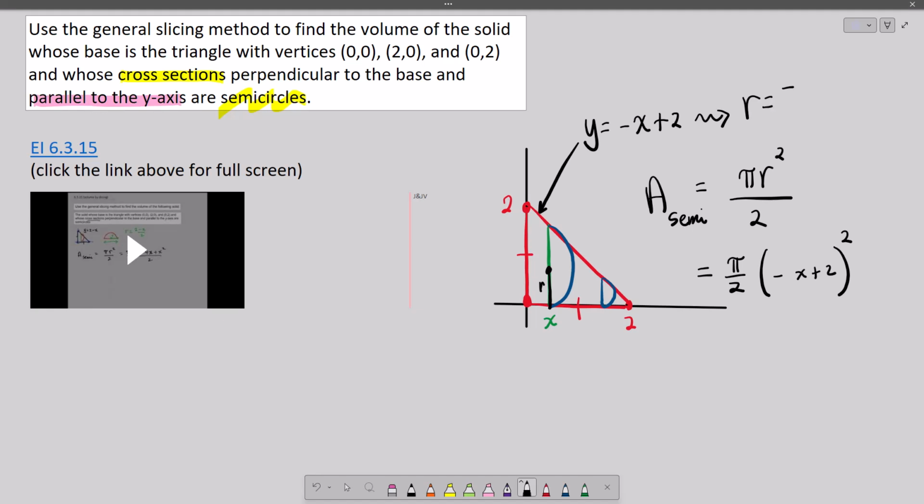So the radius, this is the diameter. So over 2. So yes, we should have it over 2 right there. That thing is the whole diameter, right? If we go all the way to the diagonal line, that is the diameter of the semicircle. So we do have to divide that by 2 to get to the radius. 100%. Totally agree.